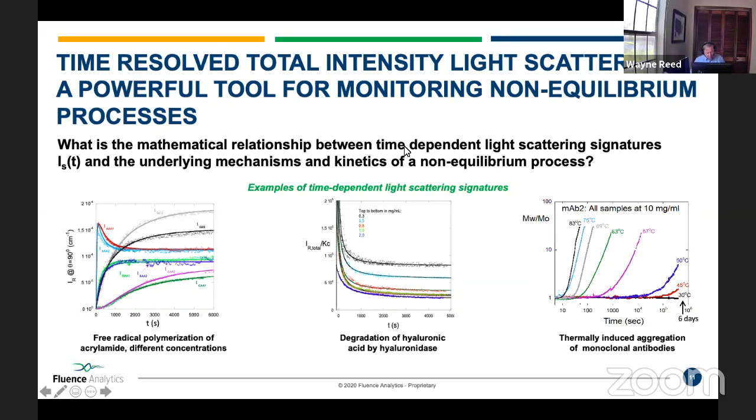If you look at the bottom ones that have an inflection point, for example, we didn't purge the oxygen out with nitrogen. So you have oxygen scavenging the radicals from the initiator until it finally takes off. I won't go into that anymore. The degradation of hyaluronic acid in the center, we're changing the substrate concentration. I'll come back to this briefly later to see how we get the Michaelis-Menten parameters out of that. And what we're more focused on then is the thermal aggregation of monoclonal antibodies. So let's go to the next.